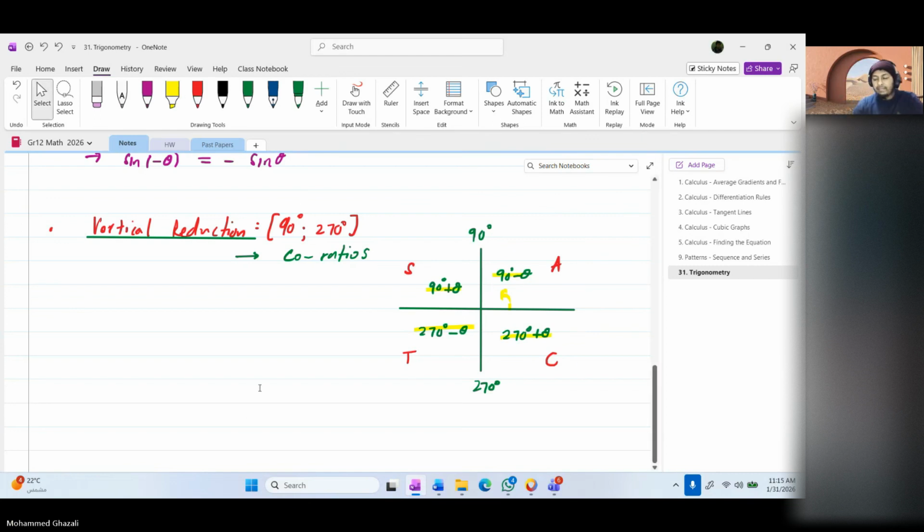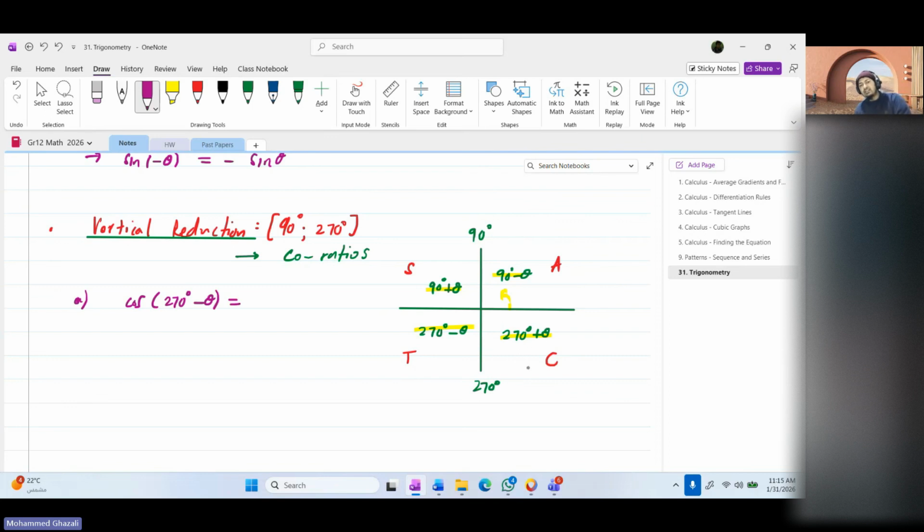Now, how do we solve problems with these? Very simple. Obviously you're used to 90s, but I will do them as well. Let's look at the first example. I want to simplify cos of 270 minus theta. Cos of 270 minus theta is in the third quadrant. Cos is negative, right? And we said it takes co-ratios. What's the co-ratio of cos? Remember the full word for cos is cosine. Take the co out, you'll get negative sine. That's your answer.